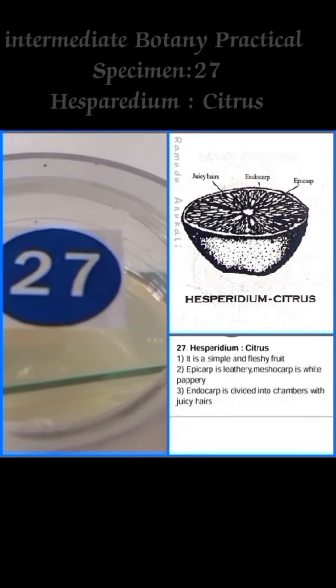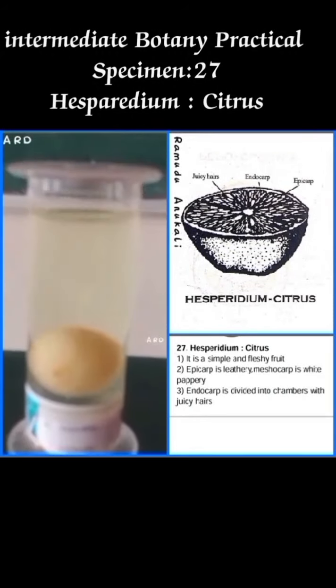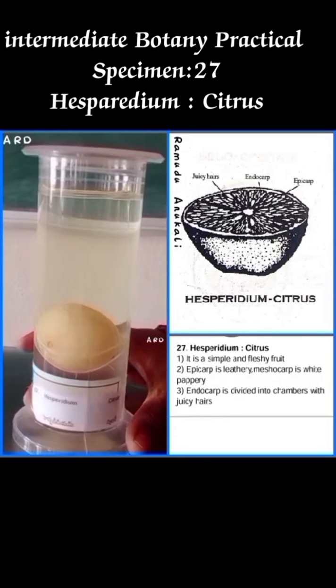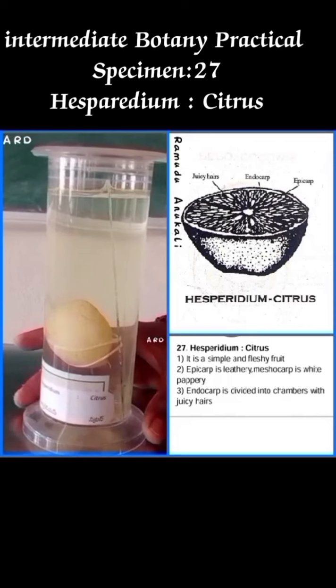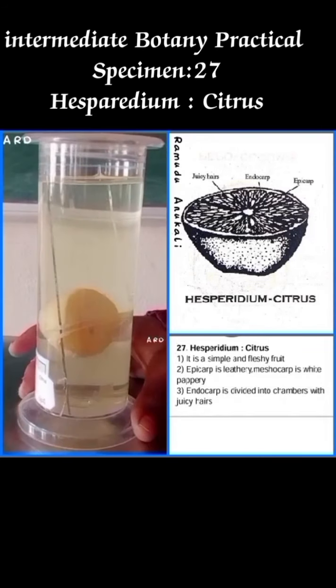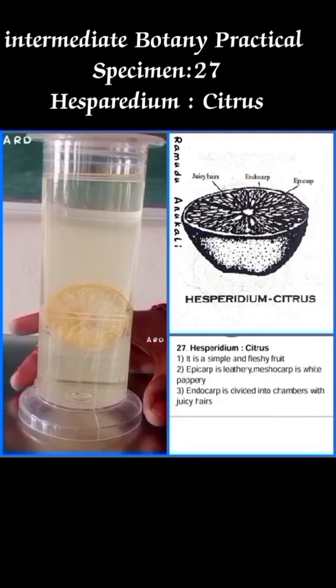Number 27. Specimen. Hesperidium, citrus. It is a simple and fleshy fruit. Epicarp is leathery. Mesocarp is white and peppery. Endocarp is divided into chambers with juicy hairs.